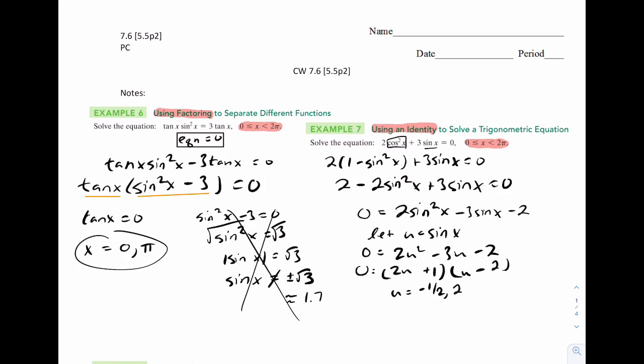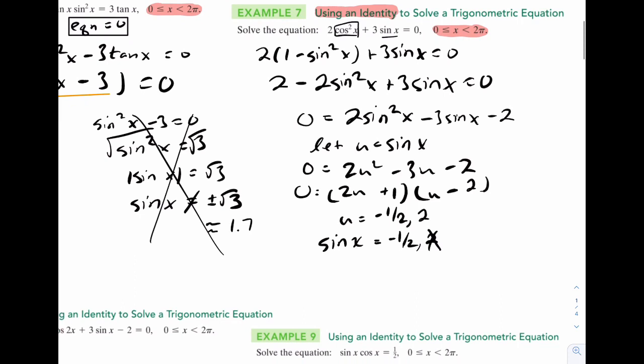So that would mean sine of x should equal negative 1/2 or 2. And of course we know 2 is impossible, so we cross that out. So let's think, where does sine hit negative half? That's going to be 7 pi over 6, 11 pi over 6. Box it, good.